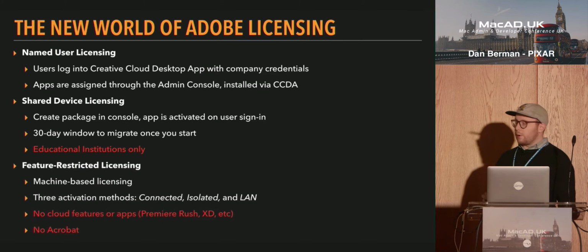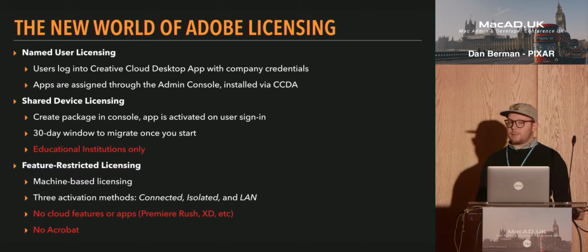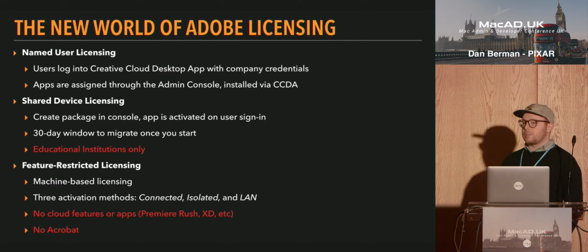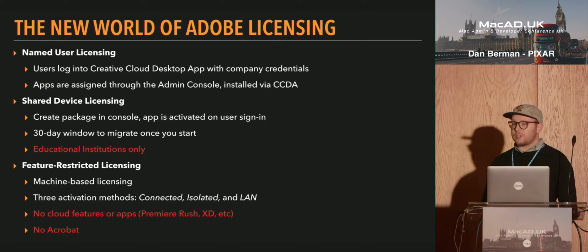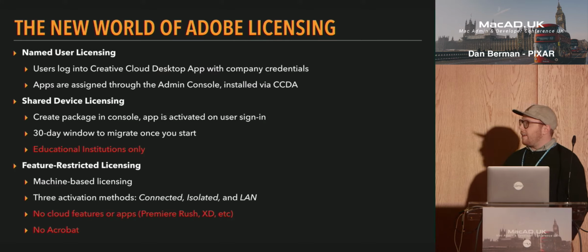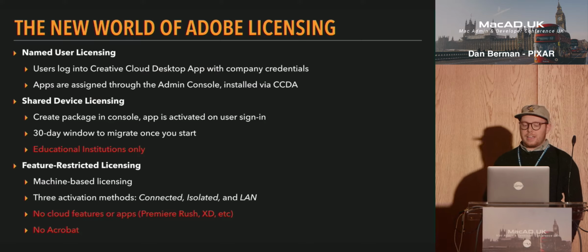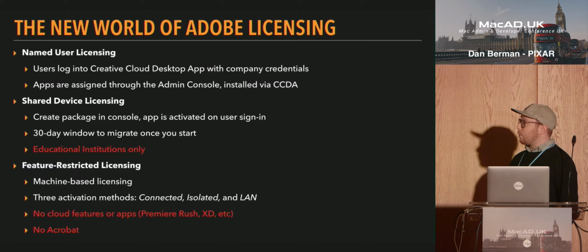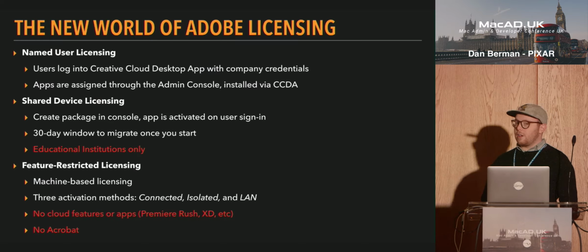And there's also this really weird one called feature-restricted licensing, which it seems like not that many people know about. As far as I know, last time I talked to Adobe, Pixar is only one of, I think, 25 customers that are actually using it in production. And it's kind of weird. It's machine-based, so it's kind of like serial numbers, but it has a bunch of different activation methods depending on your environment. And you can't use any cloud features with it, so Premiere Rush, XD, and Creative Cloud libraries, all that stuff is no good. And Acrobat is not currently supported with it, but I've been told that is coming very soon.